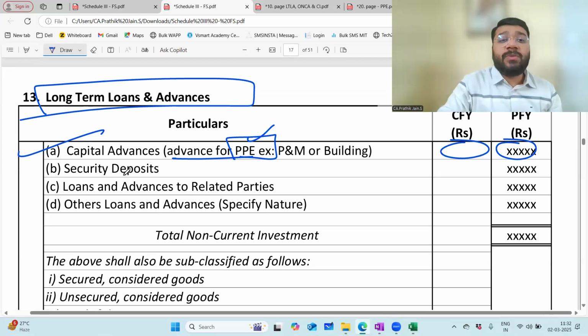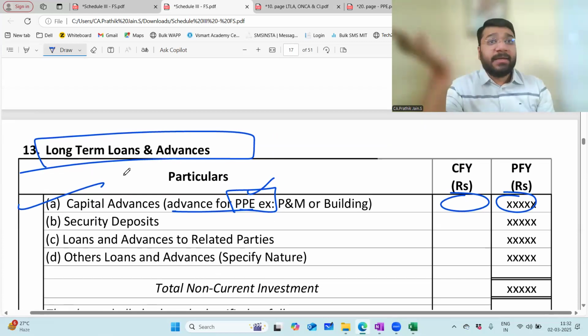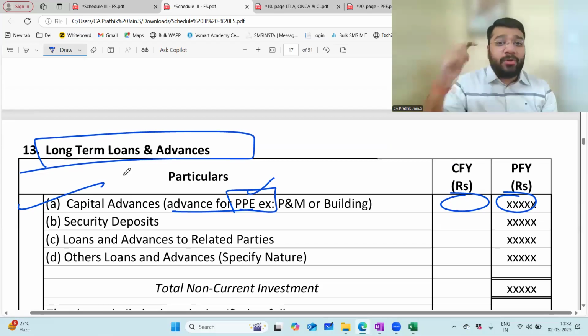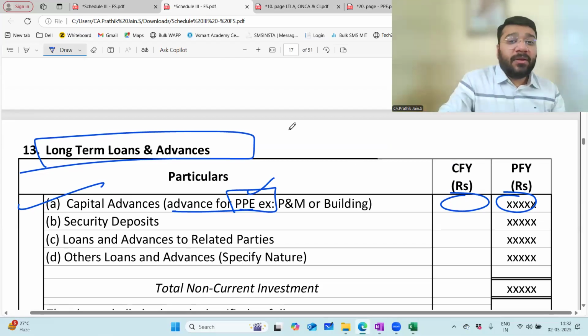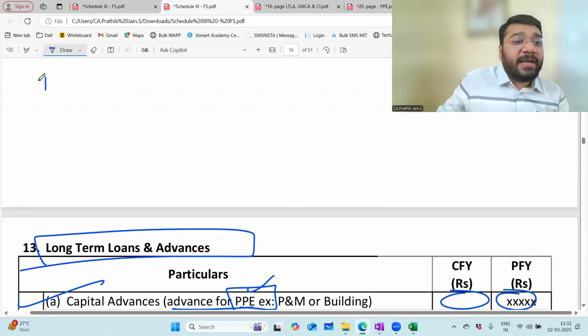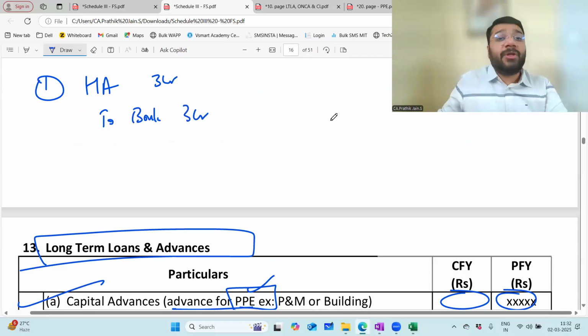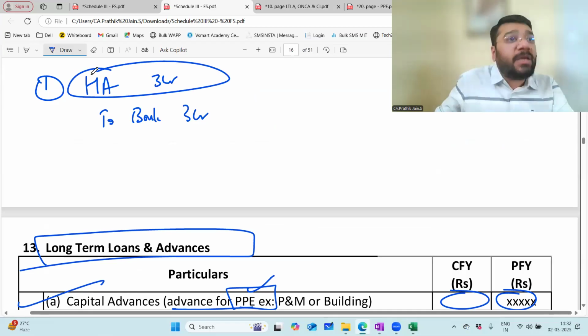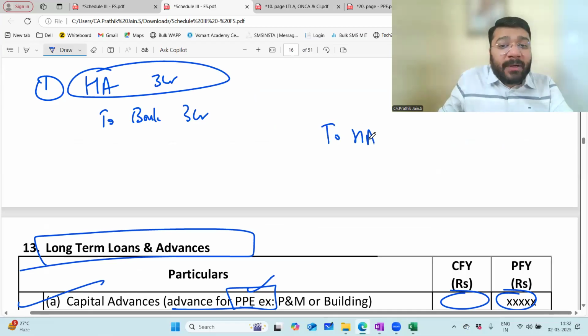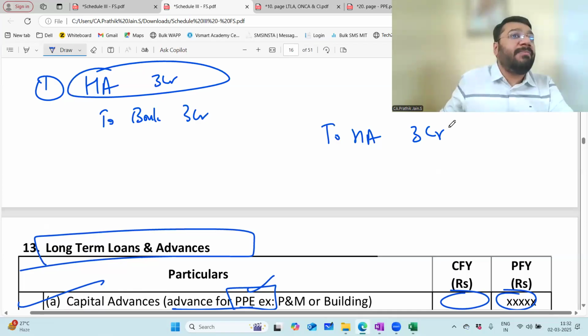Correct. Now the question being asked is, sir, let's say after 2.5 years this asset has come to me. Now what will I do? In that case, the first entry you pass today is what? Helicopter advance account debit, to bank 3 crore. When the asset is coming to you, what happens? You will close this 3 crore by giving a credit to helicopter advance, because it is no longer an advance. The asset is realized.